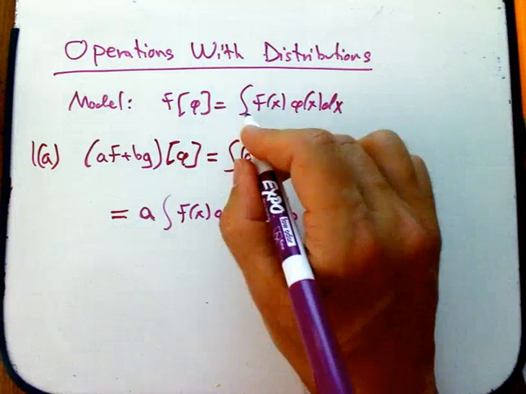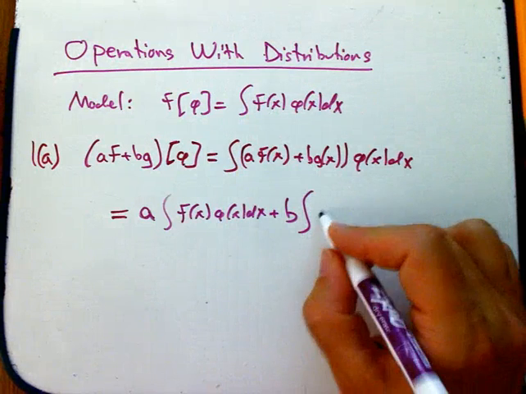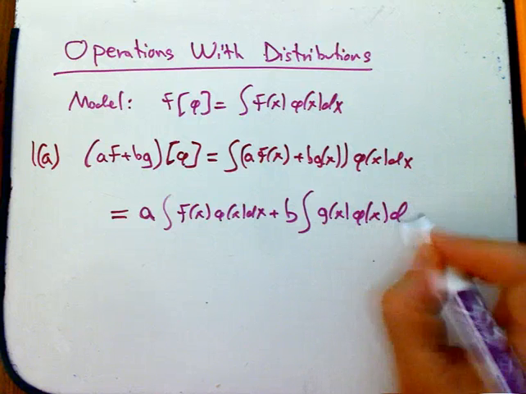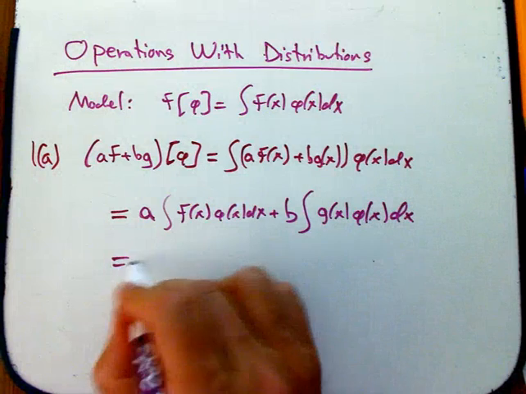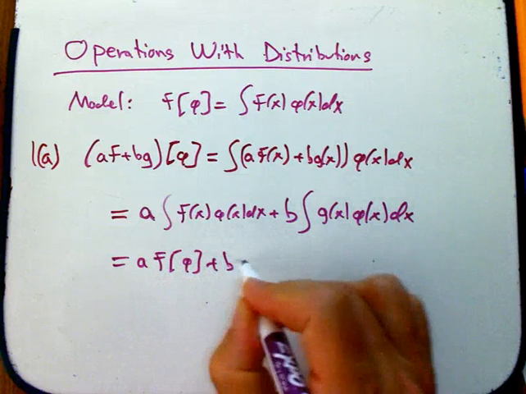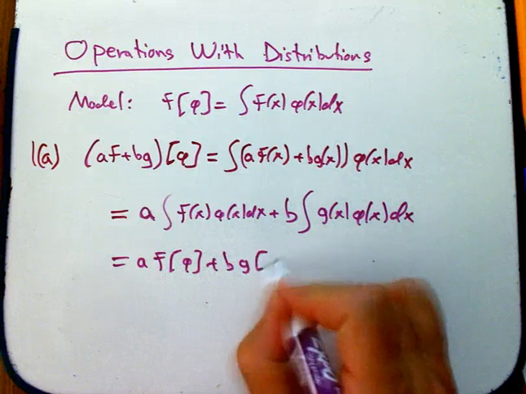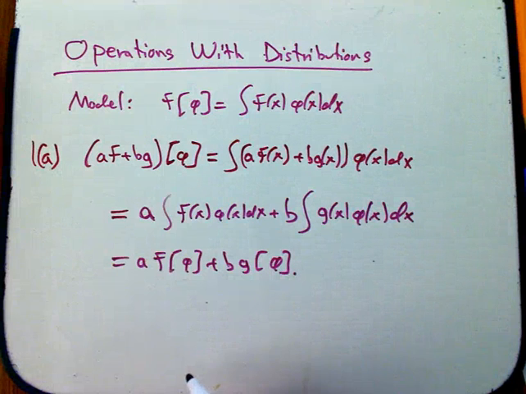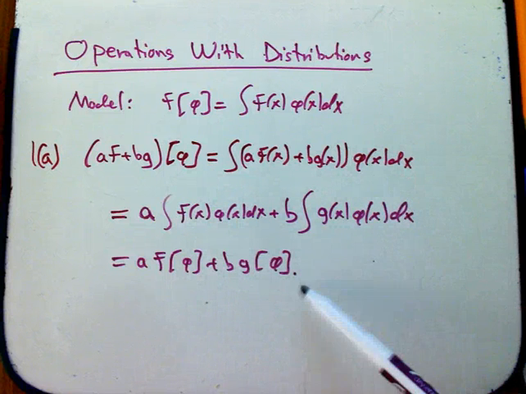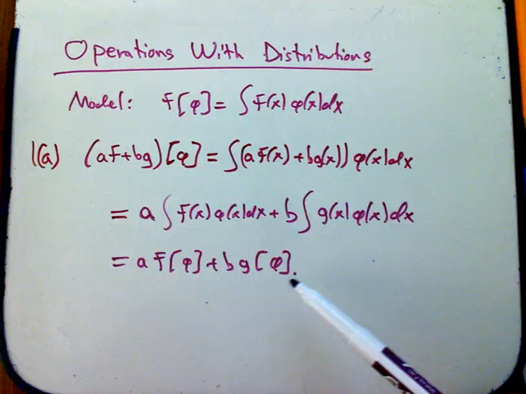Remember, this is integral from minus infinity to infinity. I'm just not writing it. Try to make my g's and phi's distinct. Okay. All right, so that's just a times what f does to phi plus b times what g does to phi. Okay. So to make this kind of observation into a definition, this is a real theorem about how functions work.